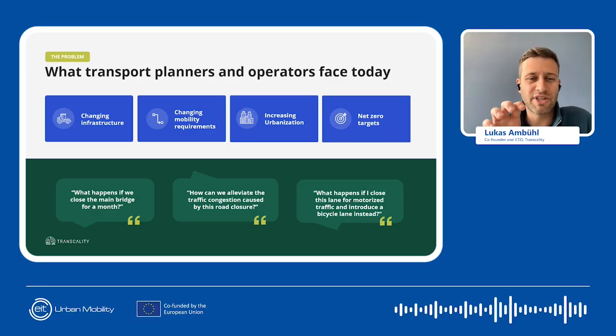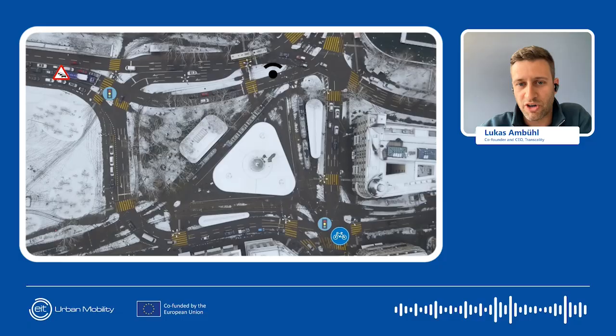I'd like to focus this time a bit more on the second question, which is one you could ask from a real-time operations perspective. So how can we alleviate the traffic congestion that is caused by this road closure right now? Could be an accident, could be, for example, a water pipe that breaks right now, and you'd like to understand, okay, how are we going to handle this at this moment? How can we take influence so that this doesn't create much congestion and a complete collapse? And obviously, we can also start answering questions with digital twins, like what happens if I close this lane for motorized traffic and introduce a bicycle lane instead. But today, I'll be mostly speaking about the operations part.